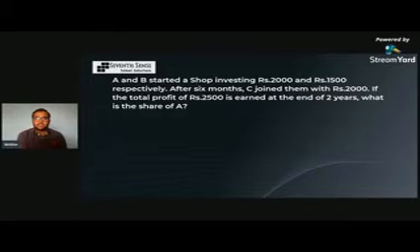All right, we'll go on to the next question. Yes, this is the question that is given. A and B started a shop investing rupees 2,000 and 1,500 respectively. After 6 months, C joined them with rupees 2,000. If the total profit earned is rupees 2,500 at the end of 2 years, what is the share of A?